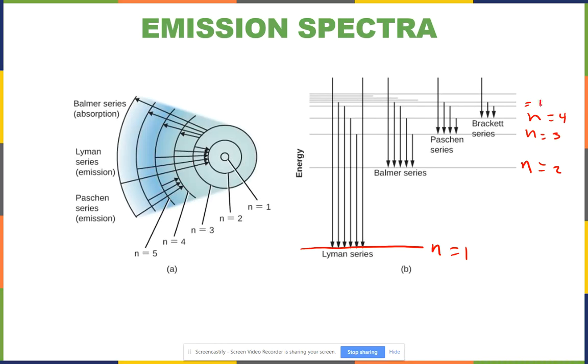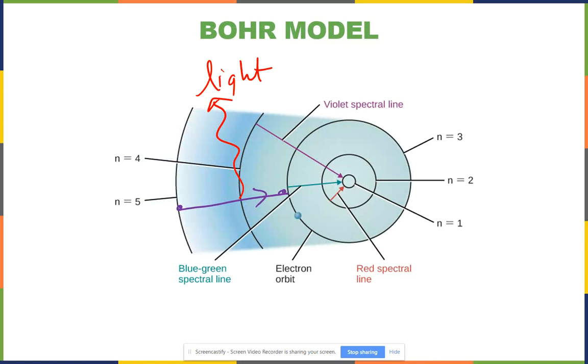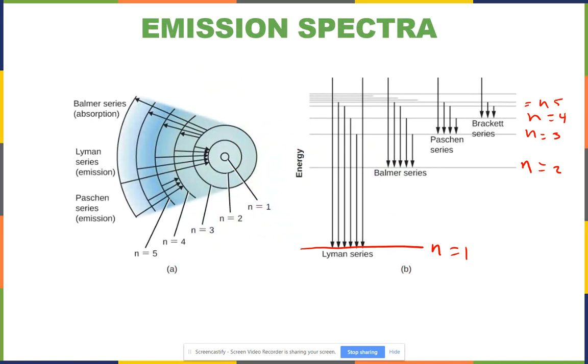I must have been reading that previous page wrong because they should have all ended on N equals 2. No, I wasn't reading it wrong. It's just drawn wrong. That's good to know. This picture on the right is correct.